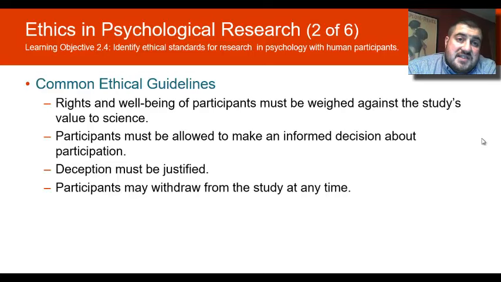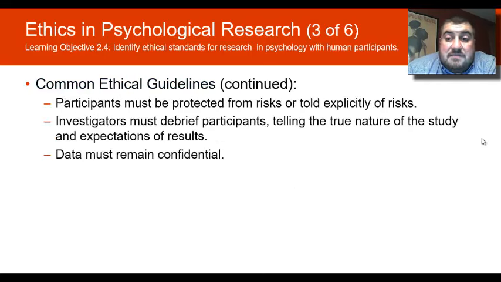Participants must be allowed informed consent, so they can consent after they know all of the dangers and stuff. If deception is used, it must be justified, and participants may withdraw from a study at any time. Also, they must be protected from any risk or told explicitly of those risks. Afterwards, participants must be debriefed, telling what the true nature of the study was and the expectations of the results. Any person's data must remain confidential. So those are common ethical guidelines.